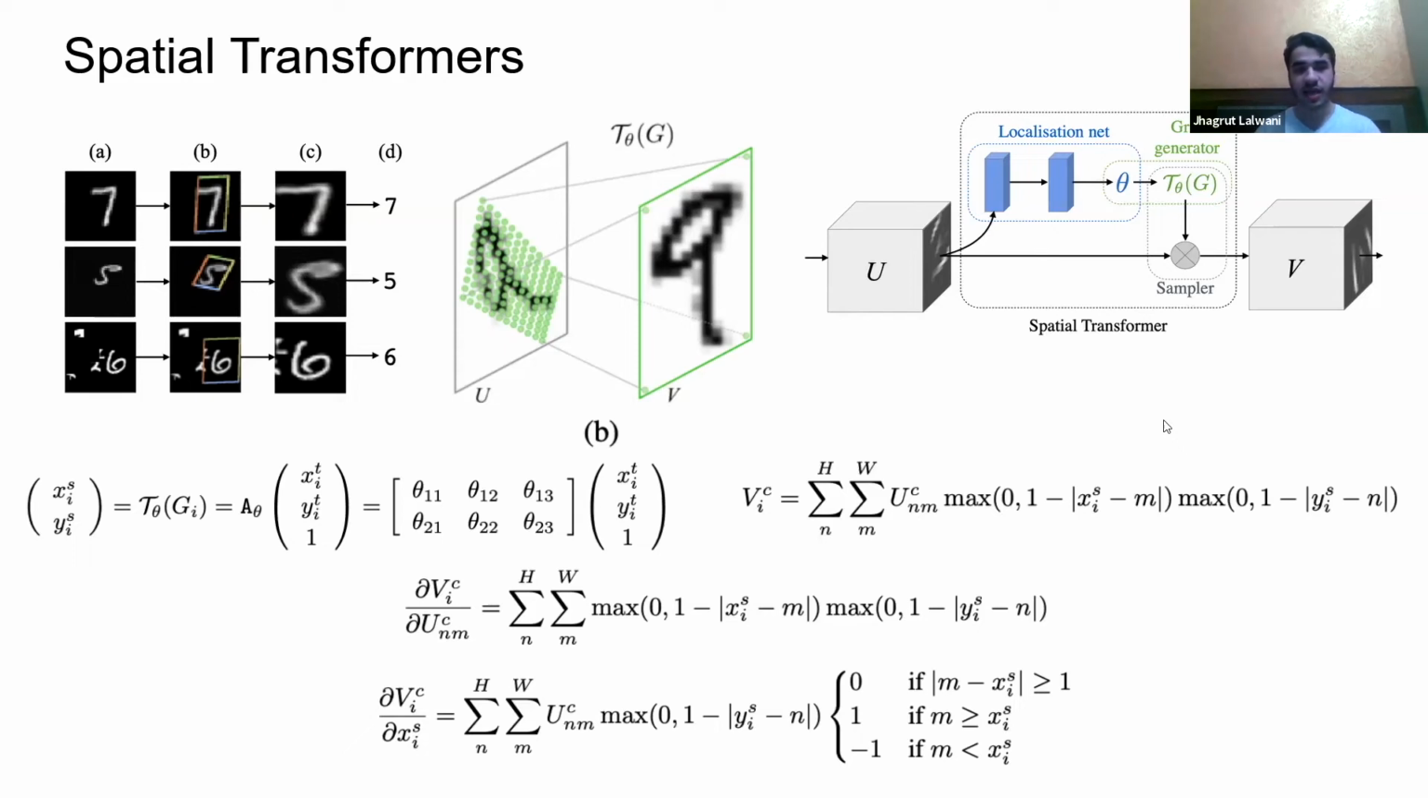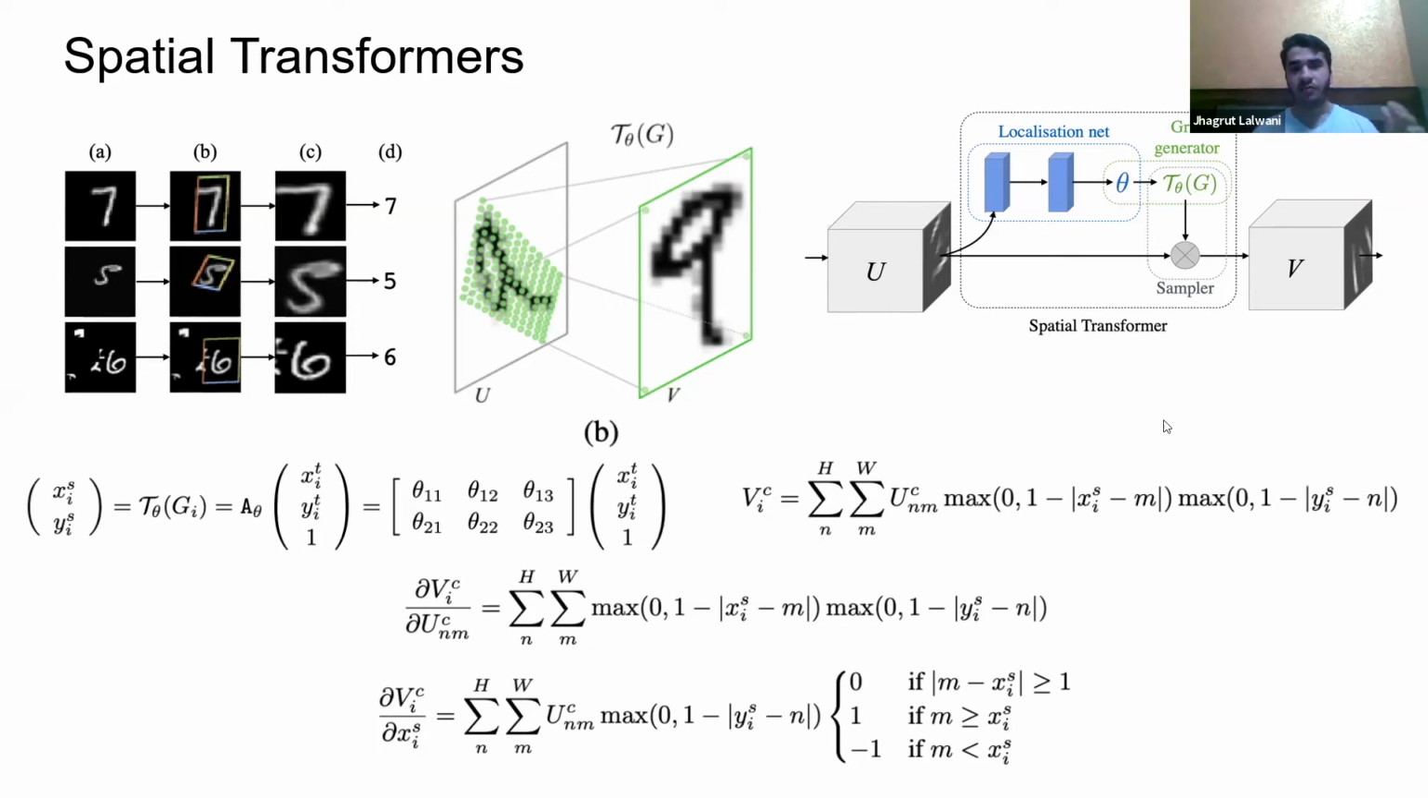Just assuming for a case when xi is equal to m, the first term, which is the max of 0, 1 minus the absolute value of xi s minus m, would end up being 1. So assuming xi is m, that first term will become 1. And assume yi similarly is equal to n, so again that term will be equal to 1. This generally does not happen for the entire region, but if you're lucky, then these two just turn out to be one, and then the summation over it will just be the u parameters.